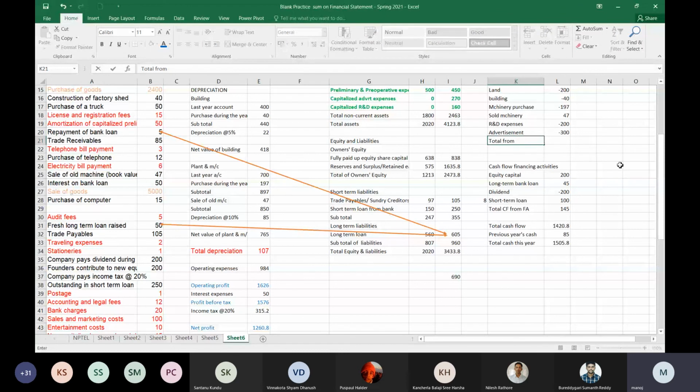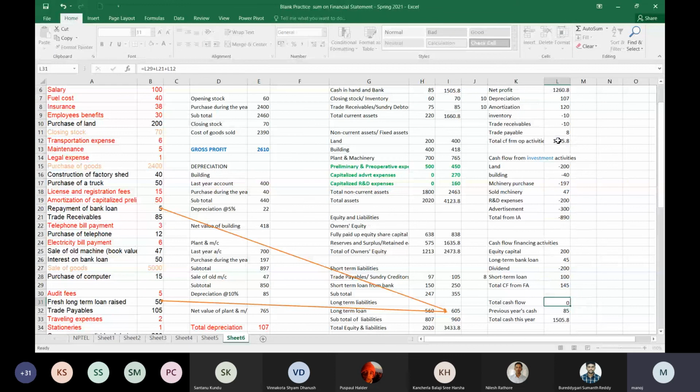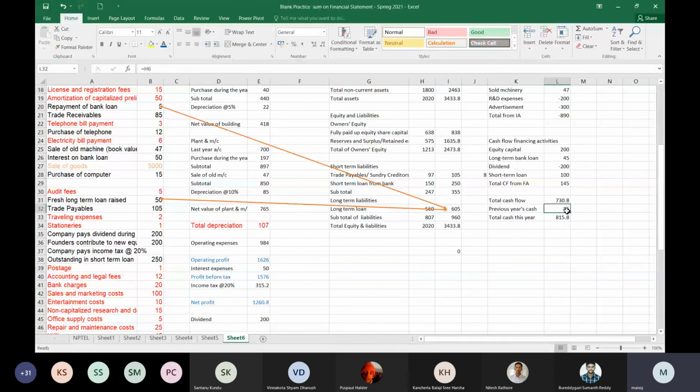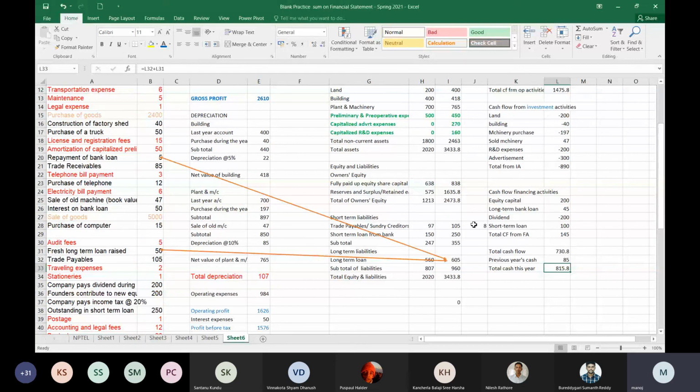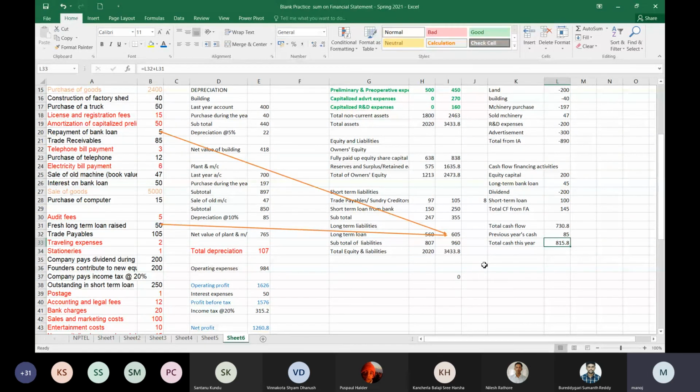So our total operating, sorry, it is not operating, this is investment activity is this, and our this one is equal to this plus this plus this. So this is equal to 730 and this is equal to 85 and this becomes less. So now you see 34, 33, 34, 33.8 exactly matching.